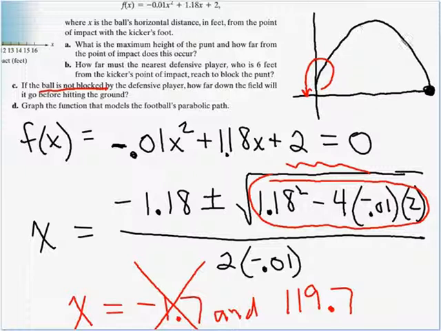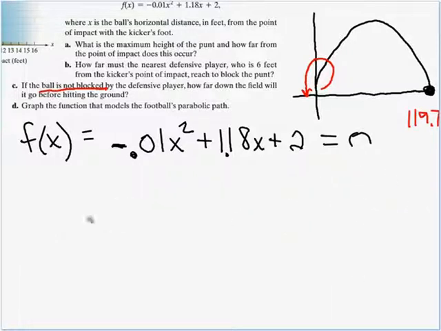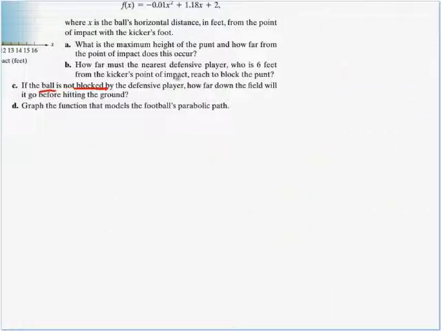So he kicked the ball, it goes up, comes down, hits the ground 119.7 feet from where he kicked it. Again, it was just the quadratic formula. If possible, you can complete the square, but usually with all those decimals, it might be easier to go with quadratic.